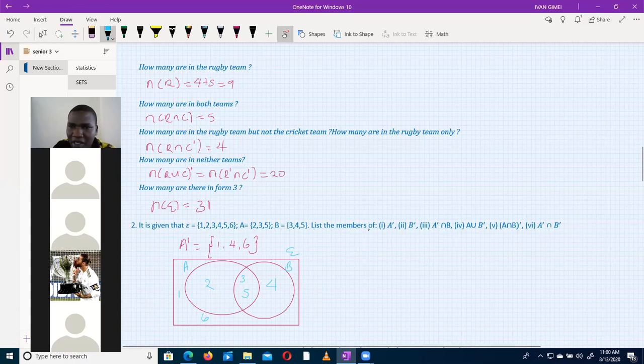List the members of A complement. I'm looking for members of A complement. So what are the elements in the universal set that are not in A? What is A complement? Everything outside this, and you gave me 1, 4, 6, which is very correct. That's A complement. Next one is B complement, or B prime. What are the elements of this set?